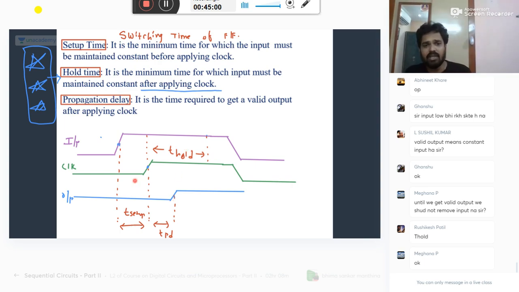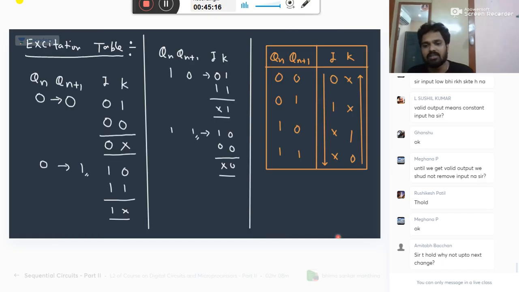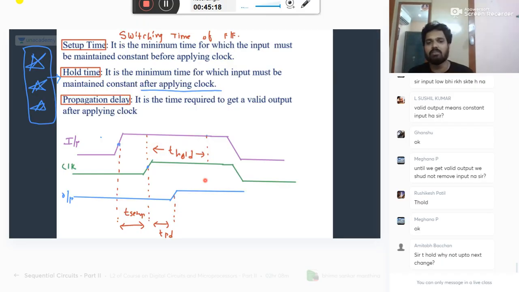Please listen here. One thing I want to explain is, sir, why is T hold not up to the next change? No, it need not be. Here the output and hold do not have any relation. Hold is for reading the system, or to avoid unstable states in between. You will understand that when we discuss edge triggering, which I will discuss later. Hold is to avoid changing of the system multiple times in one single clock. Don't worry about it.